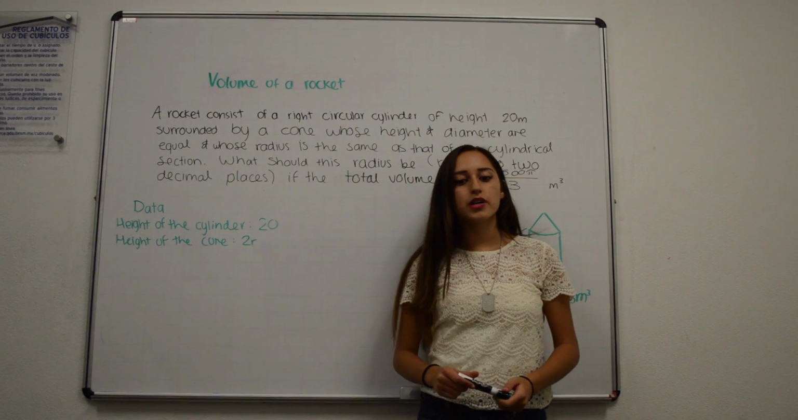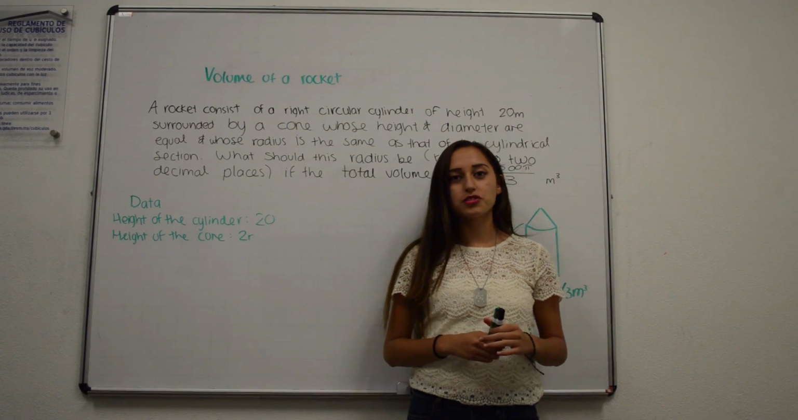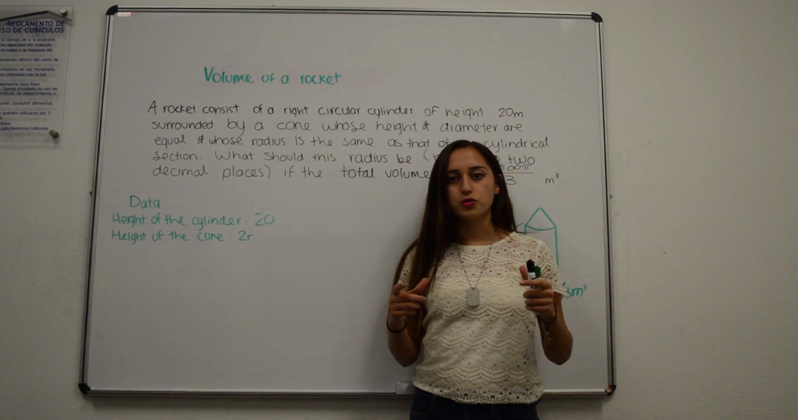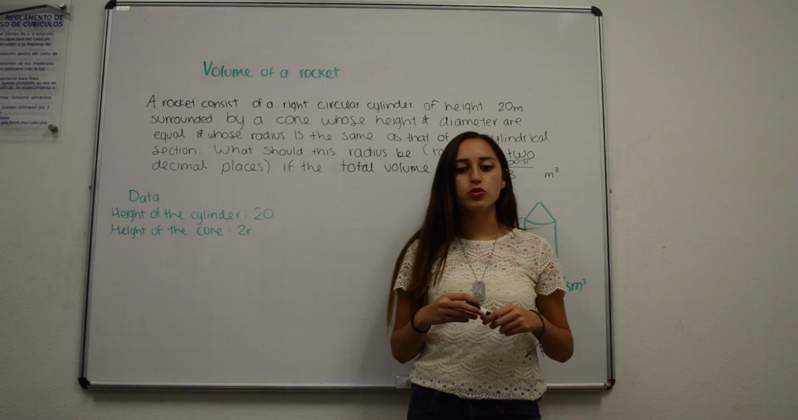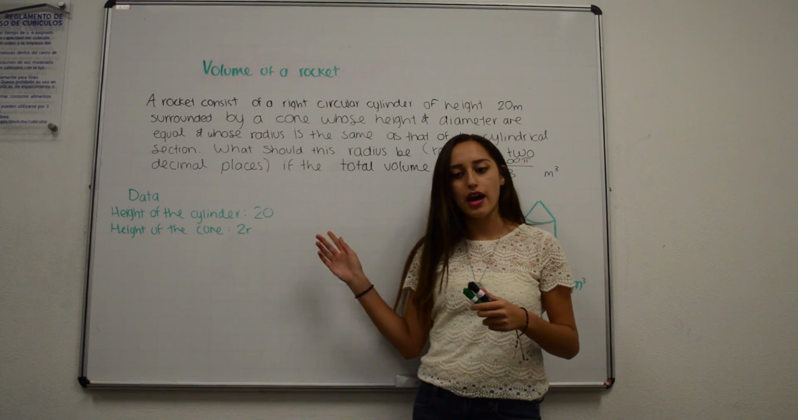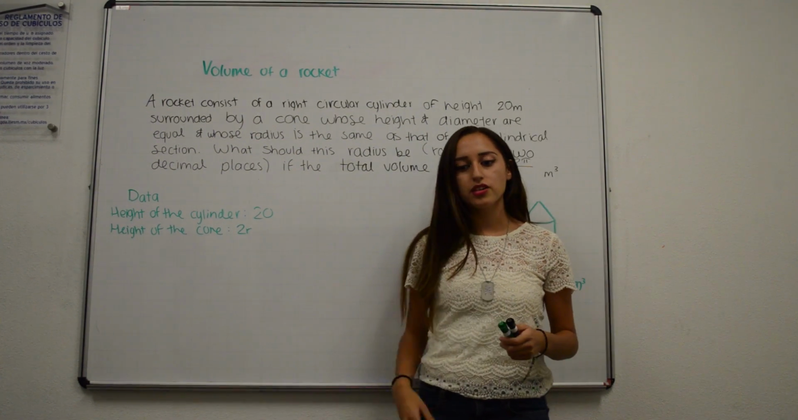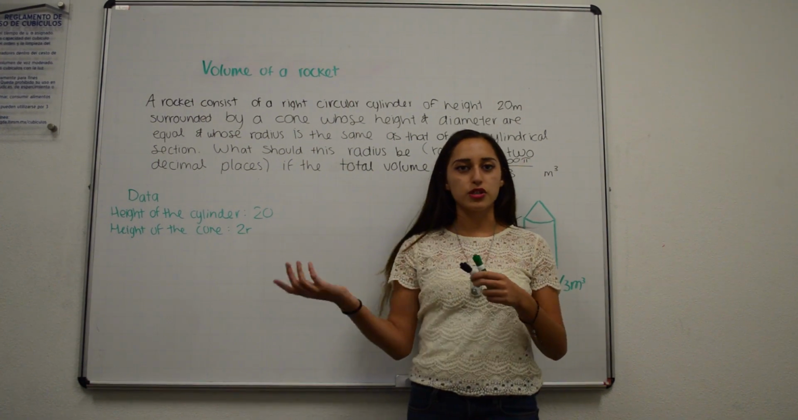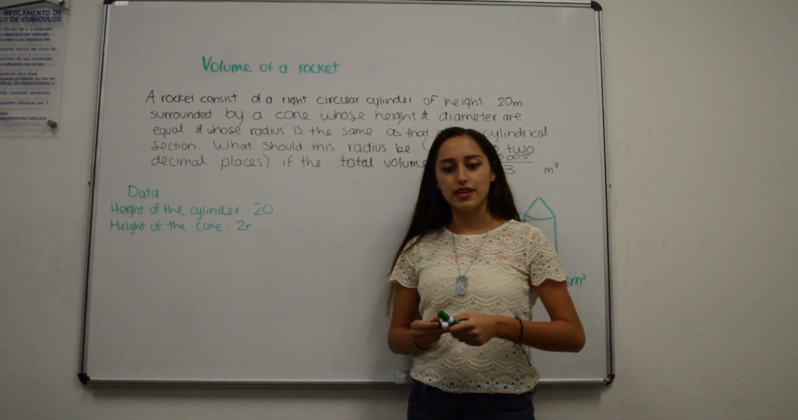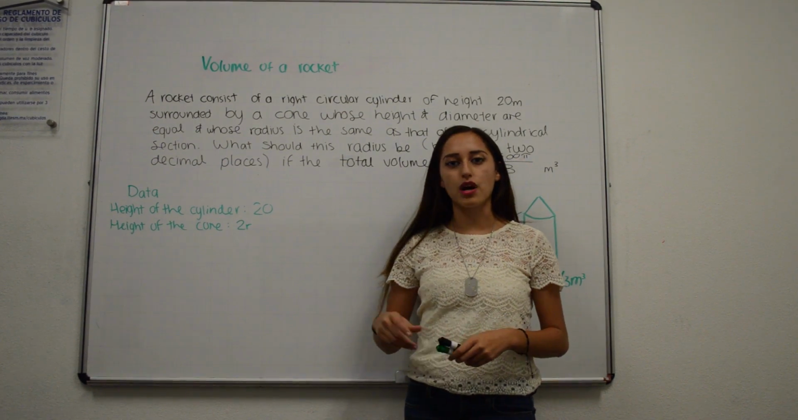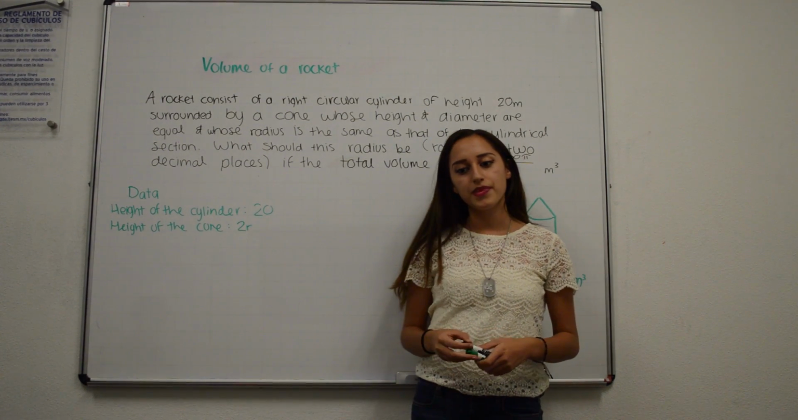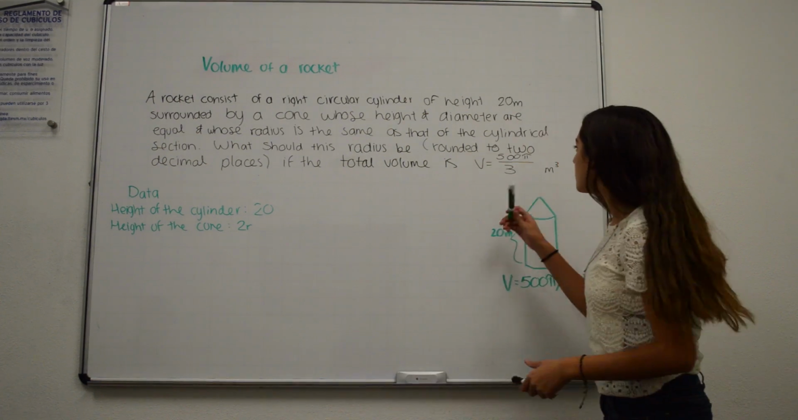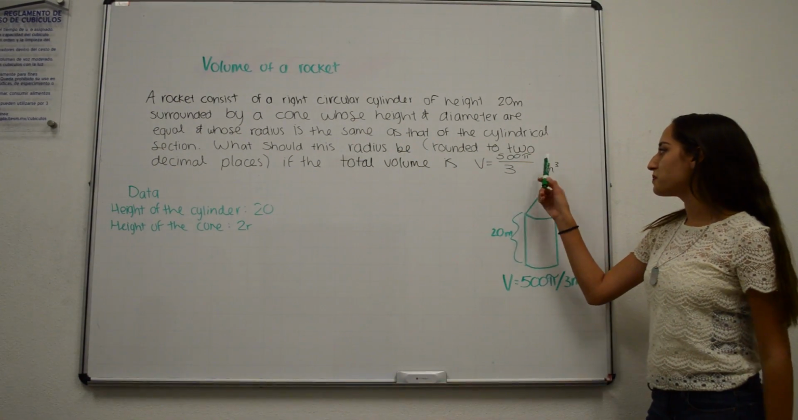We had a problem where a rocket consists of a right circular cylinder of height 20 surrounded by a cone whose height and diameter are equal and whose radius is the same as the cylindrical section. And the question that we're going to solve is what should this radius be, rounded to 2 decimal points, if the total volume is 500 times pi over 3.